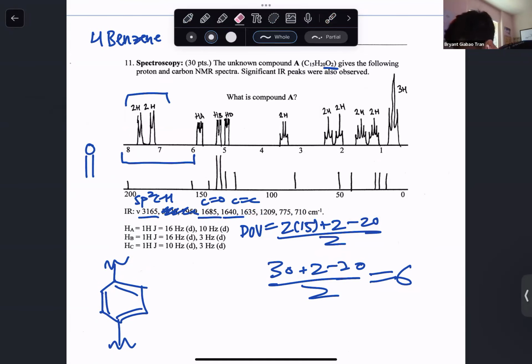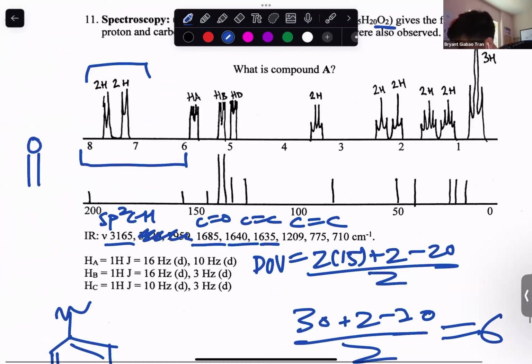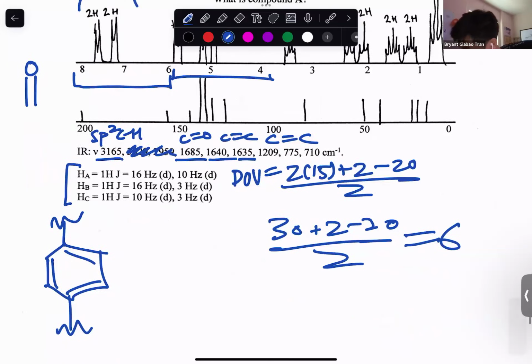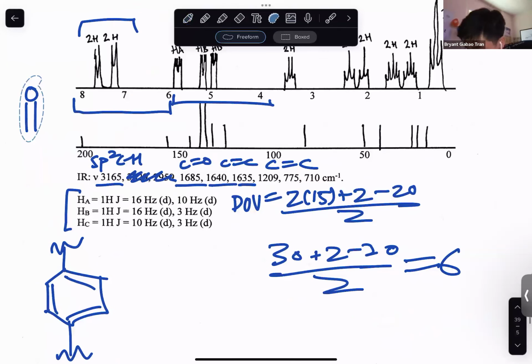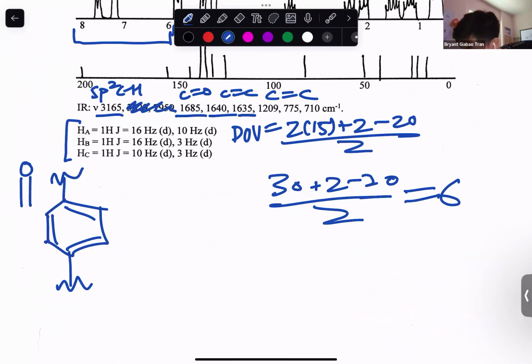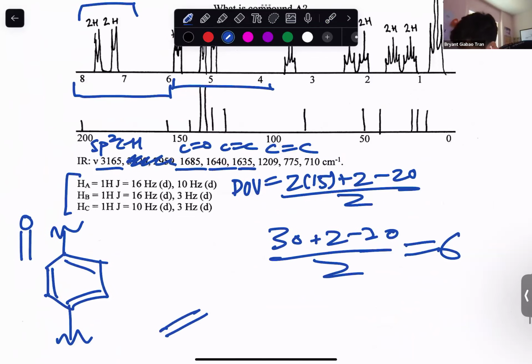Because we have 2 1600 peaks, 1640 and 1635. So we're gonna have 2 alkenes, and then I knew that because I saw we have peaks between 4 to 6, and we have J values, right? So now my 6 DOU are gonna come from this 1 carbonyl, 4 from the benzene, so that's 5, and another from an alkene, a carbon double bond carbon, right?